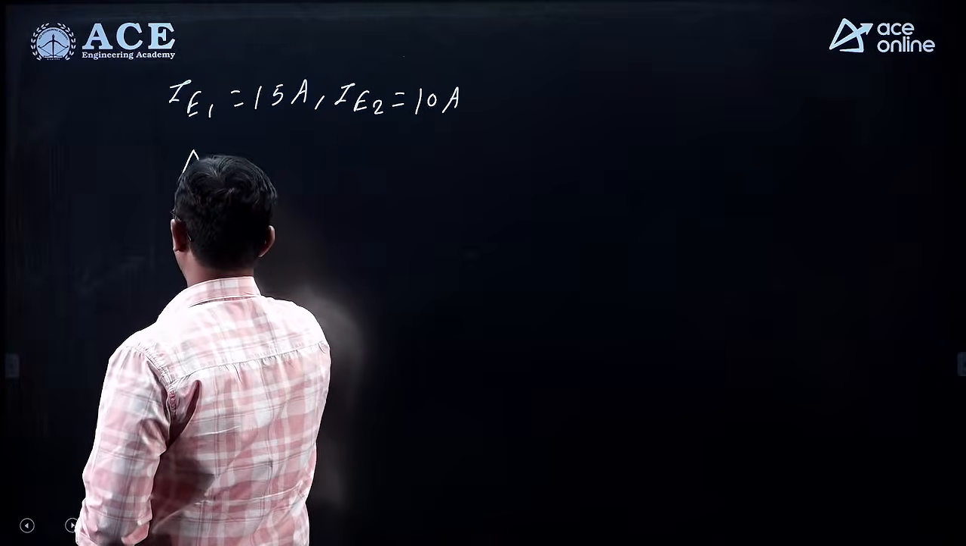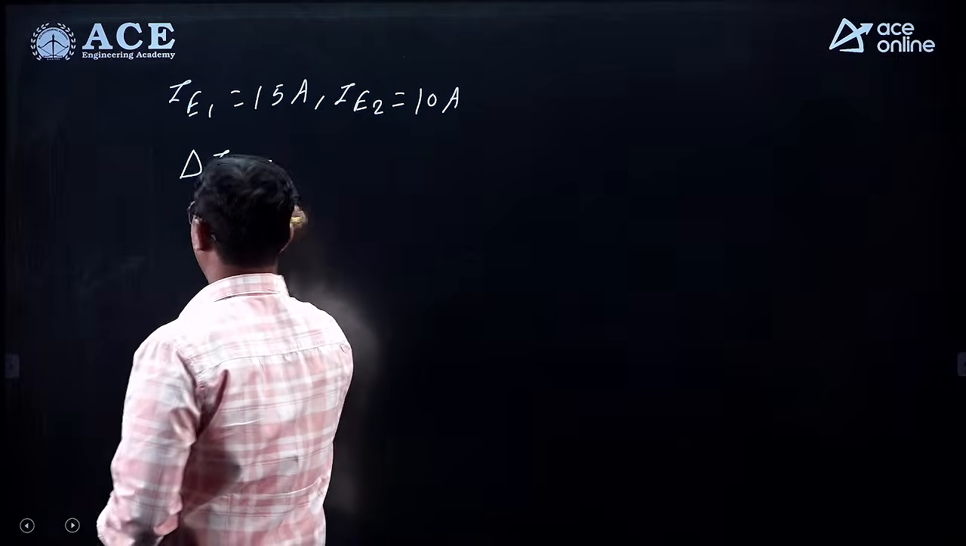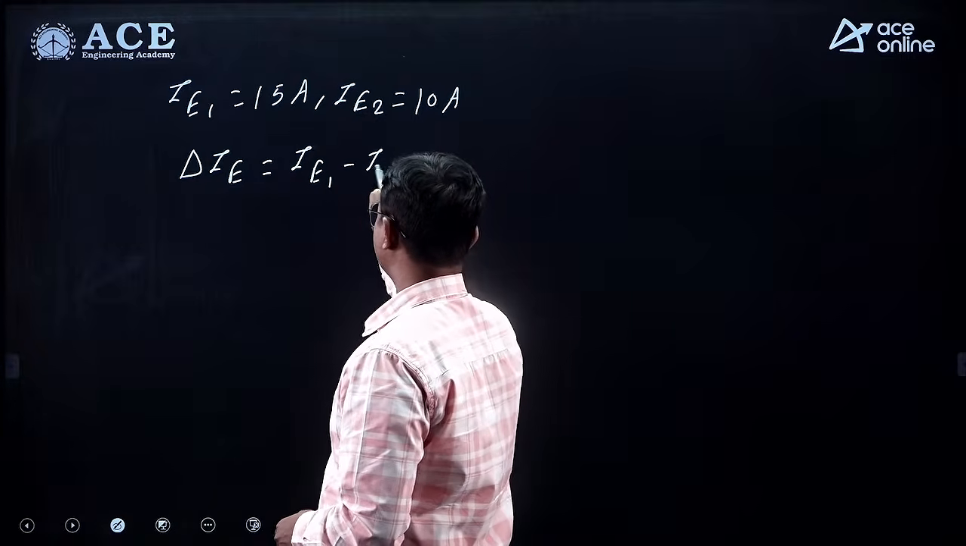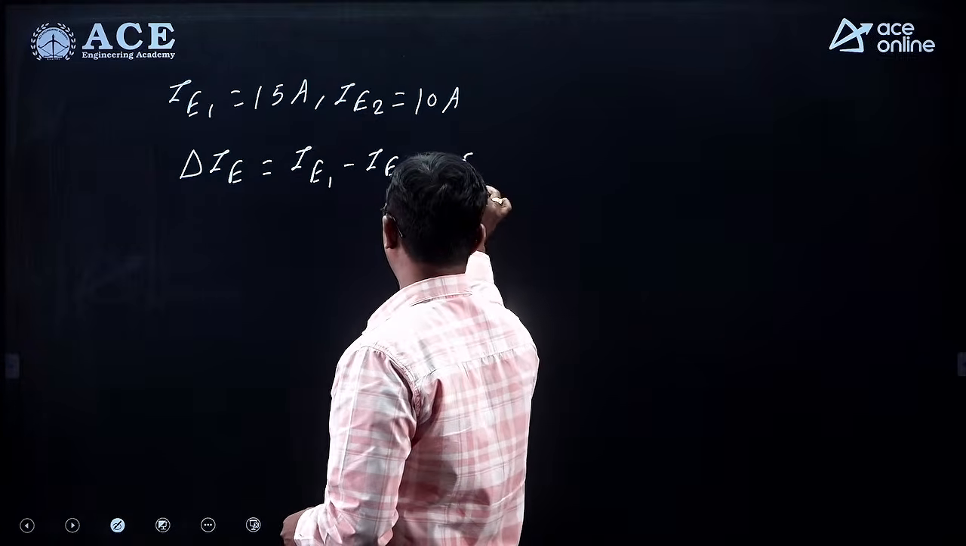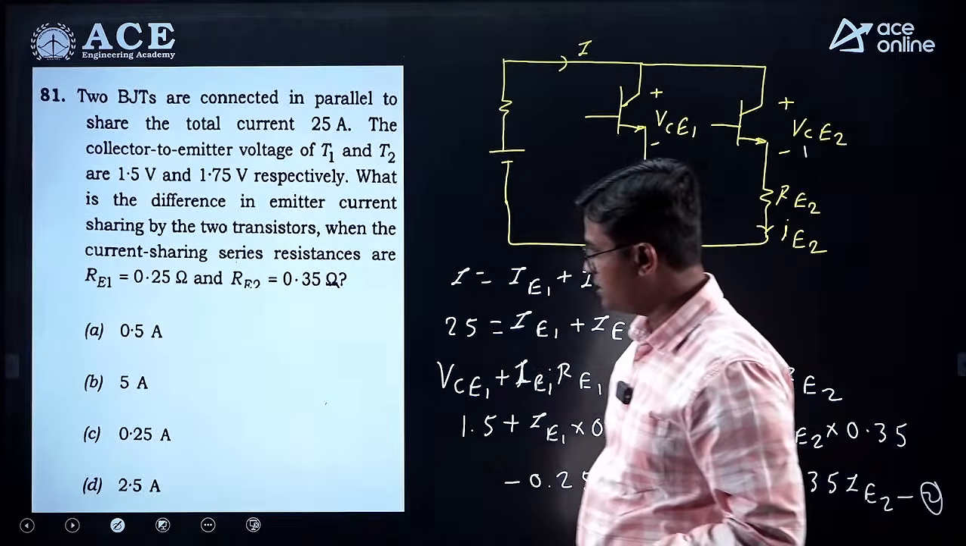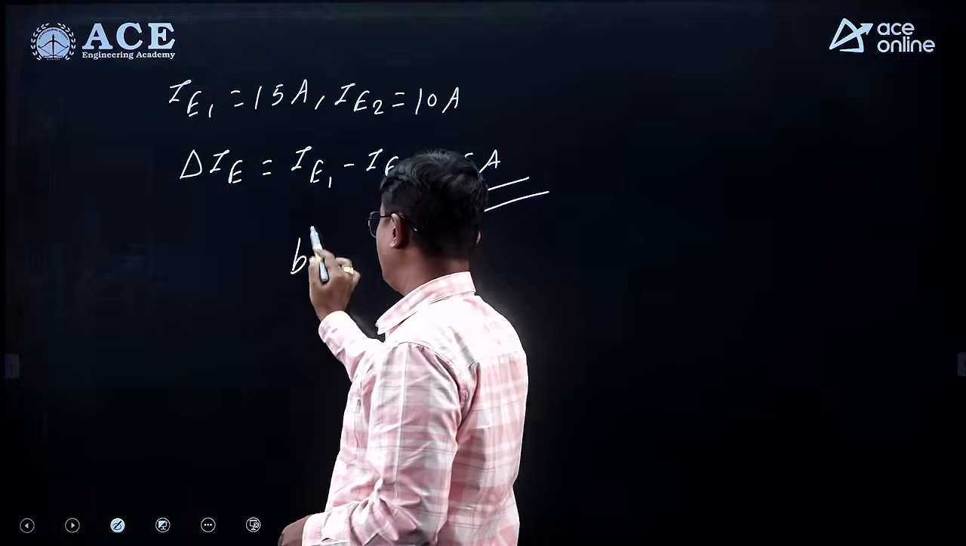So what is the delta IE? It is the difference in the emitter currents, IE1 minus IE2, which is equal to 5 ampere. So the correct answer for this question is option B. Option B is the correct option.